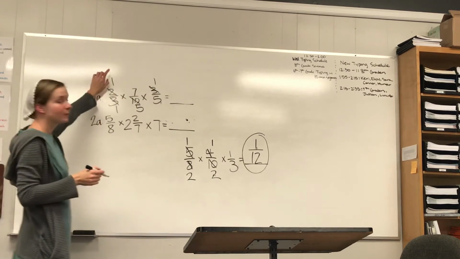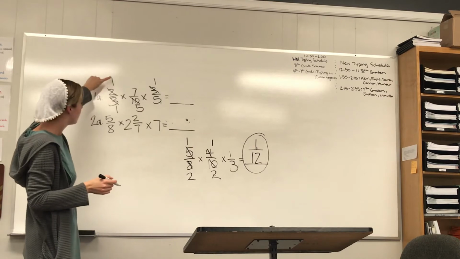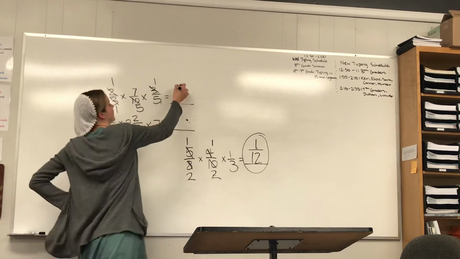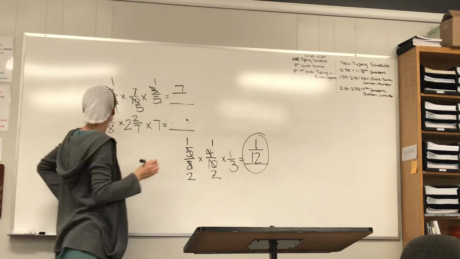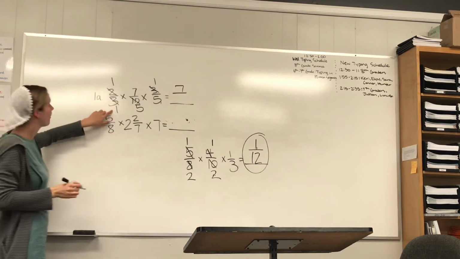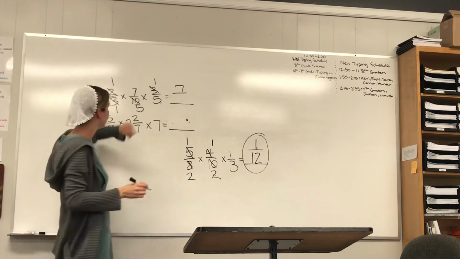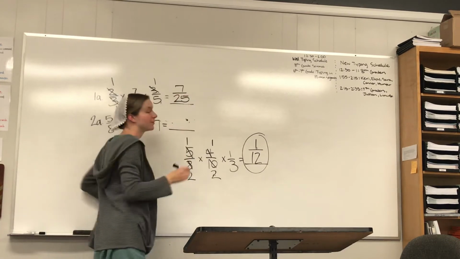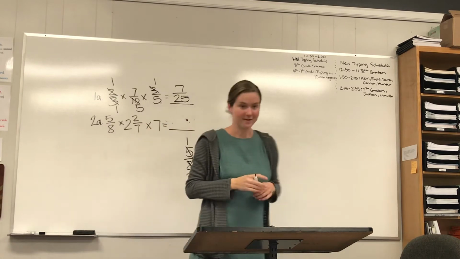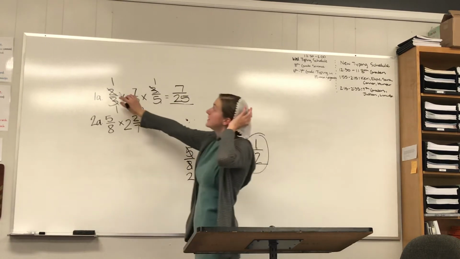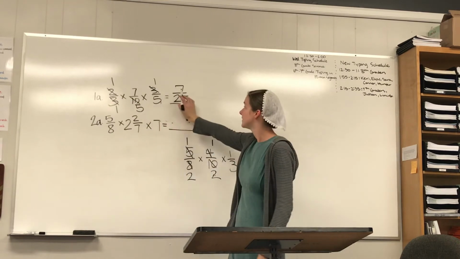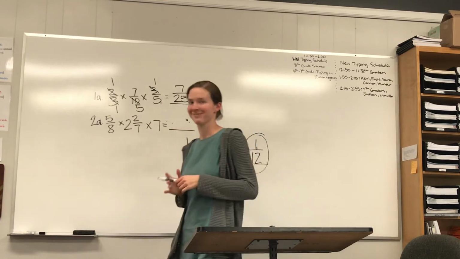So let's multiply the numerators. 1 times 7 is 7. 7 times 1 is 7. That's our numerator. Now we have 1 times 5 is 5. 5 times 5 is 25. So our correct answer for 1a should be 7 over 25. Now, since we canceled all we could in our fractions, we know that this is in the simplest form.